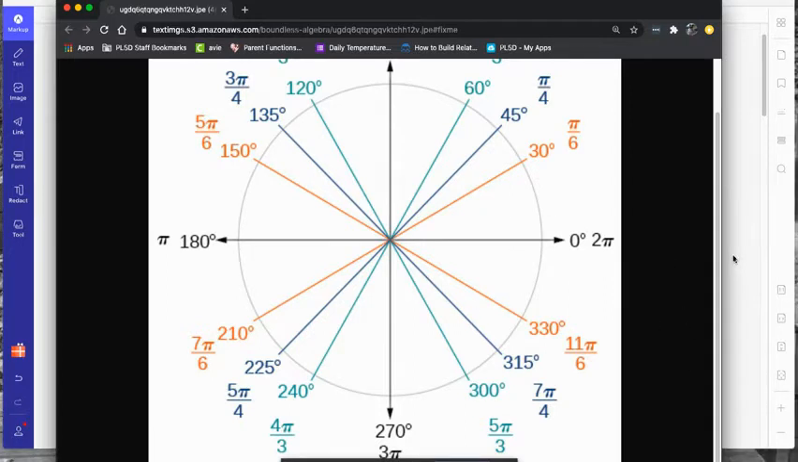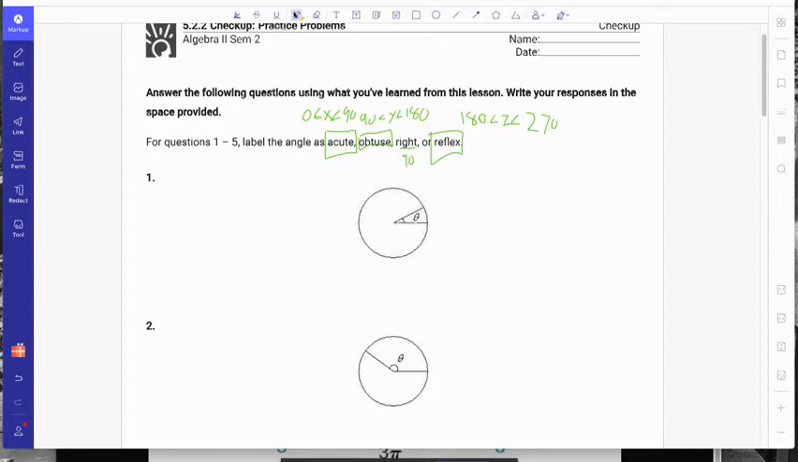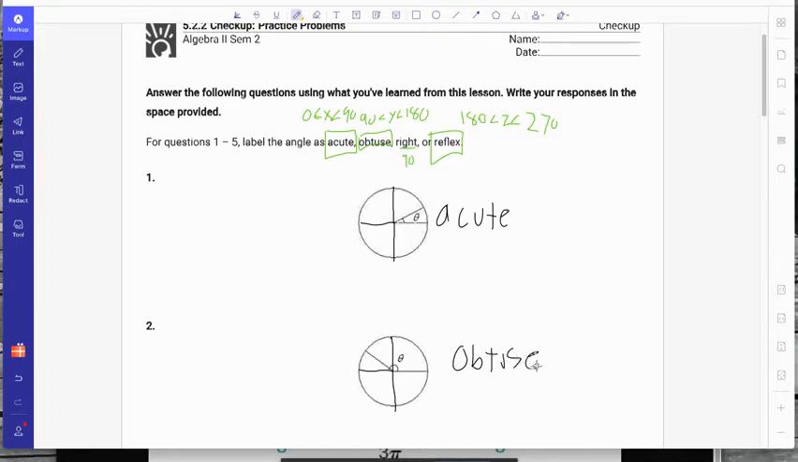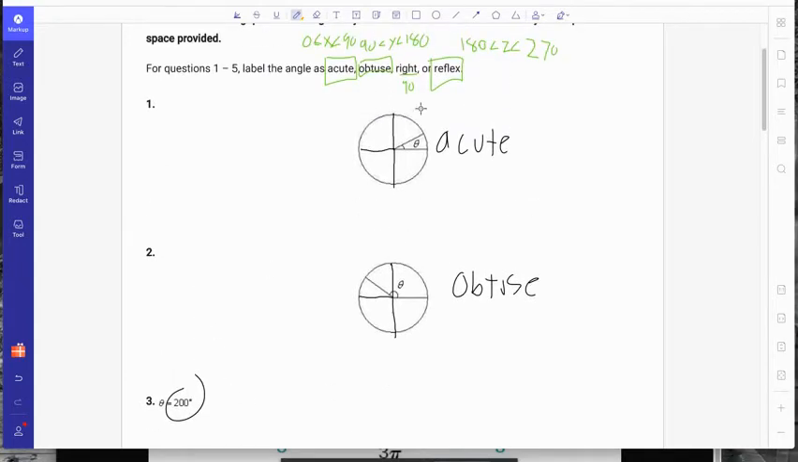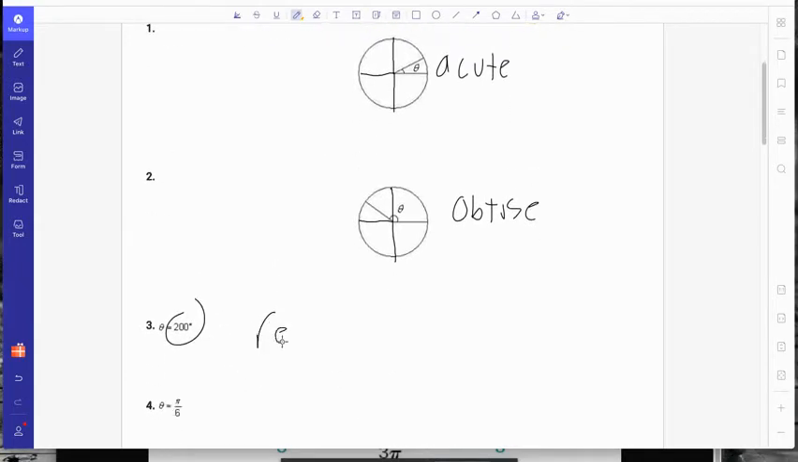All right, so if I come over here and draw the rest of it, you can see that this is in that first quadrant, so this is acute. Do the same thing here. You can see how this one goes into the second quadrant, so this would be obtuse. 200 degrees is greater than 180 but less than 270. This is a reflex angle.